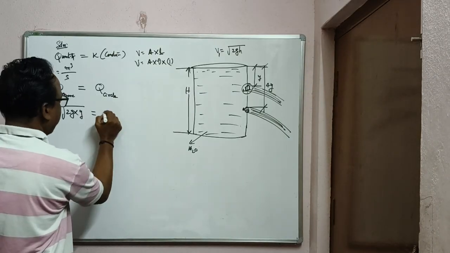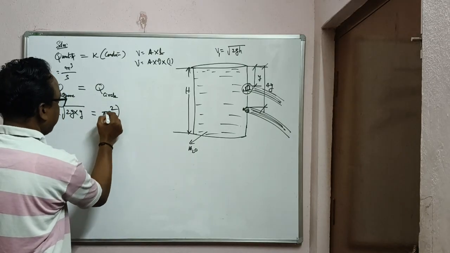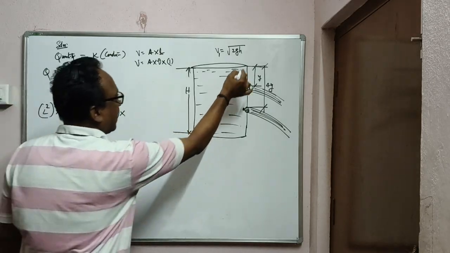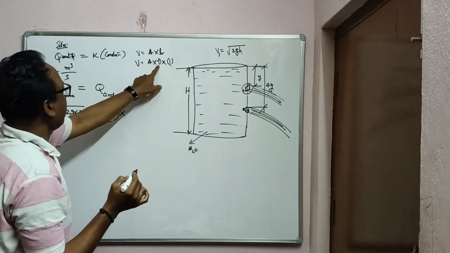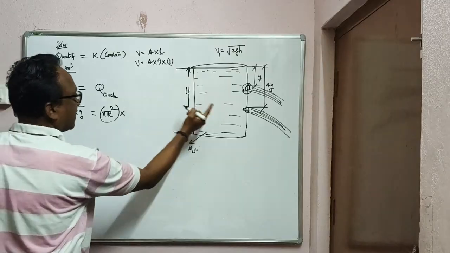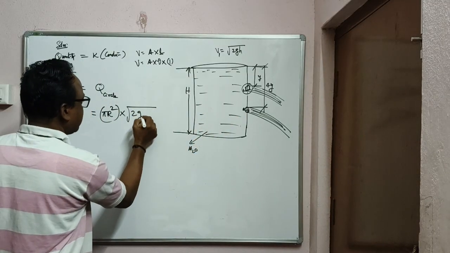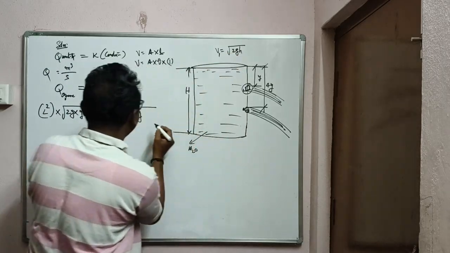What is the area of the circle? Pi R square, we don't know the radius, capital R, that is what we need to find, into the velocity, because A1 V1 is equal to A2 V2. So what will be its velocity? Efflux velocity root 2gh. What is the height? 4y.